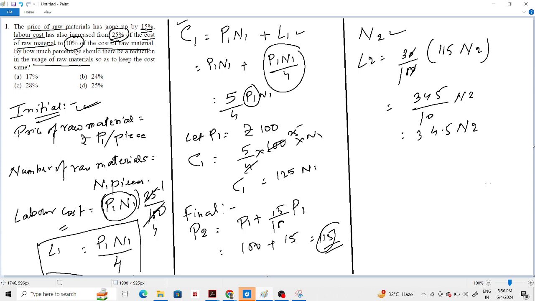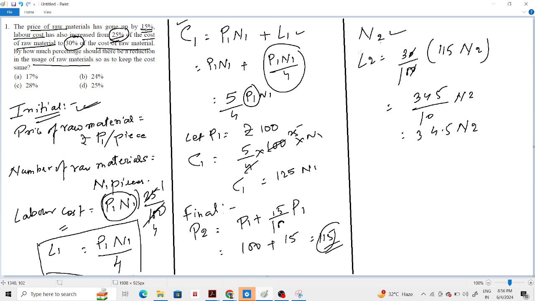So this final P2 equals P1 plus 15%. I understood that. Then after that, what have we done? Okay, so how P2 came as 115, did you understand? Yes, sir. That it has increased by 15%.